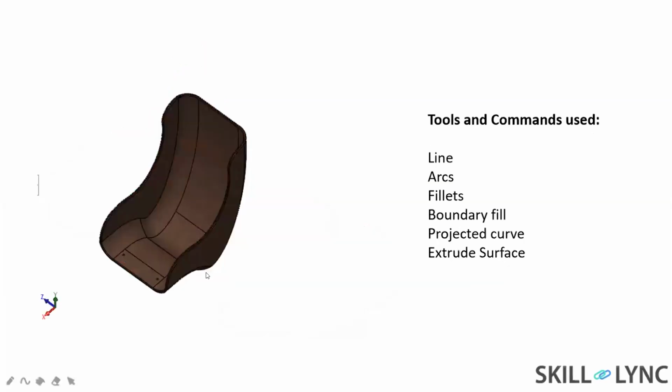Coming to the seat, this is the seat which I modeled using surface modeling, considering some ergonomics. The main commands I used here are lines, arcs, fillets, boundary fill, projected curve, and extrude surface. These are the commands I used while modeling this seat.